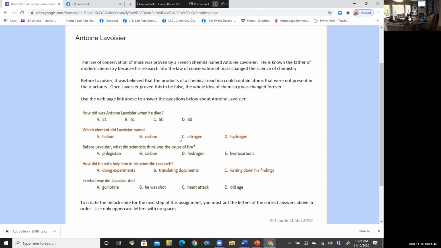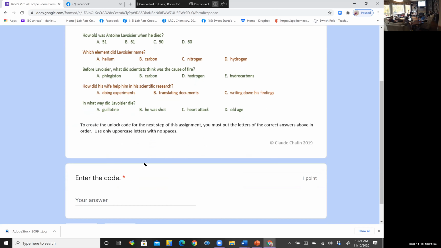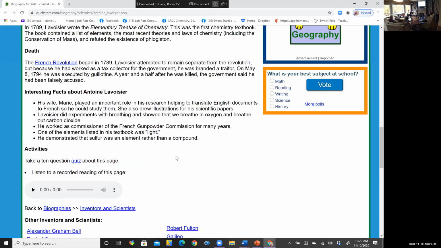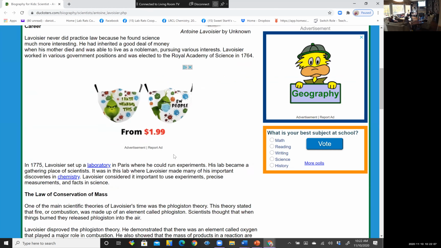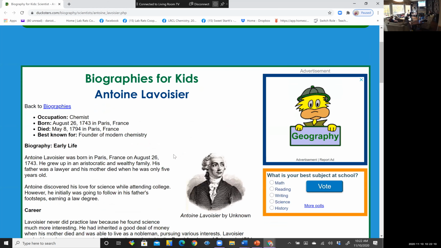So here are some questions. To create the unlock code for the next step of the assignment, put the letters of the correct answers above in order and use only uppercase letters. So we start here. How old was Antoine Lavoisier when he died? Let's go back and look. Okay, he was born August 26, 1743, and he died May 8th, 1794. He was 51.